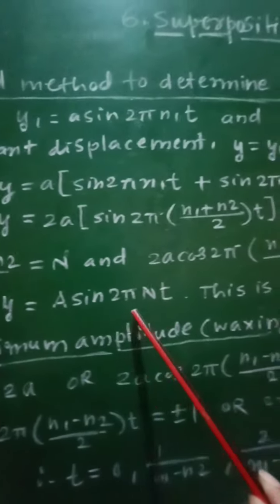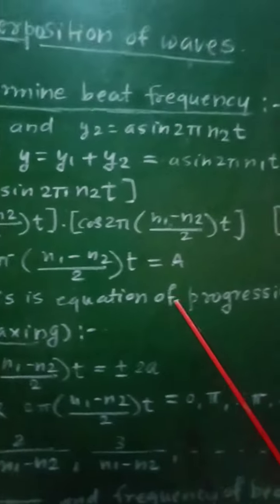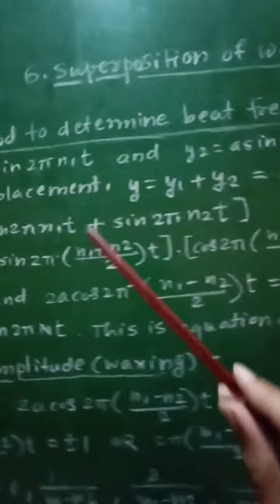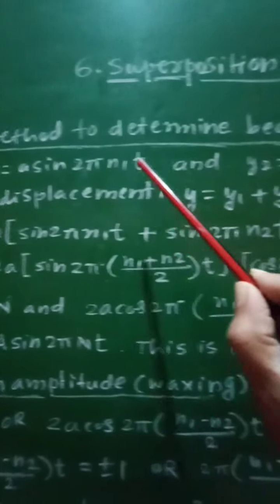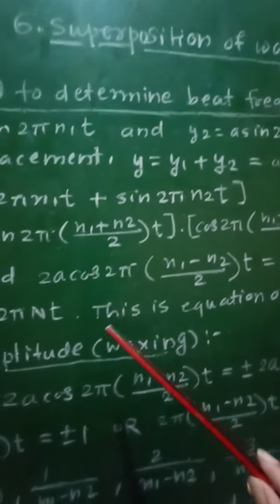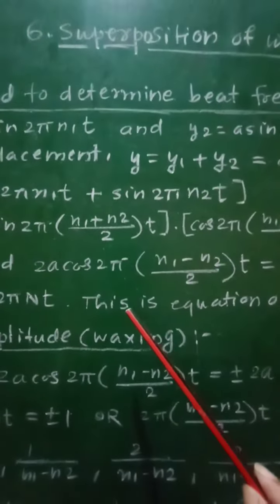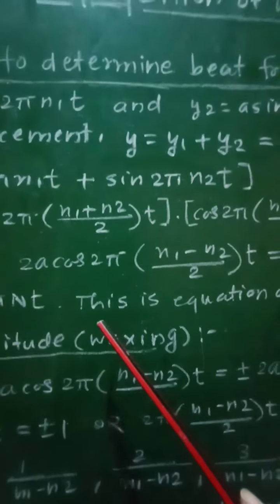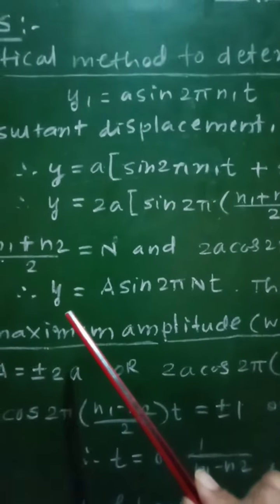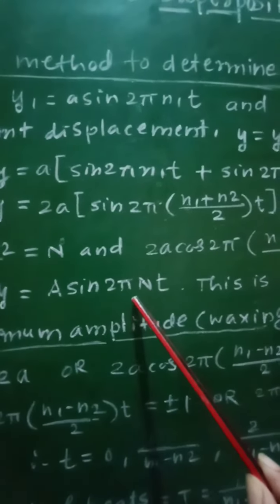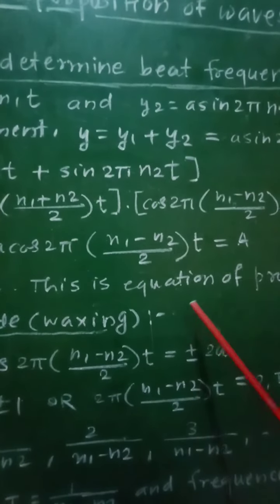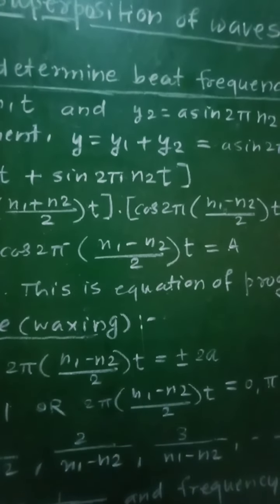Now this equation is the equation of a progressive wave. This equation is similar in form to the equations of y1 and y2, and therefore, as y1 and y2 are the displacements for two progressive waves, similarly this resultant wave y = A sin 2 pi nt will also represent the equation of a progressive wave.